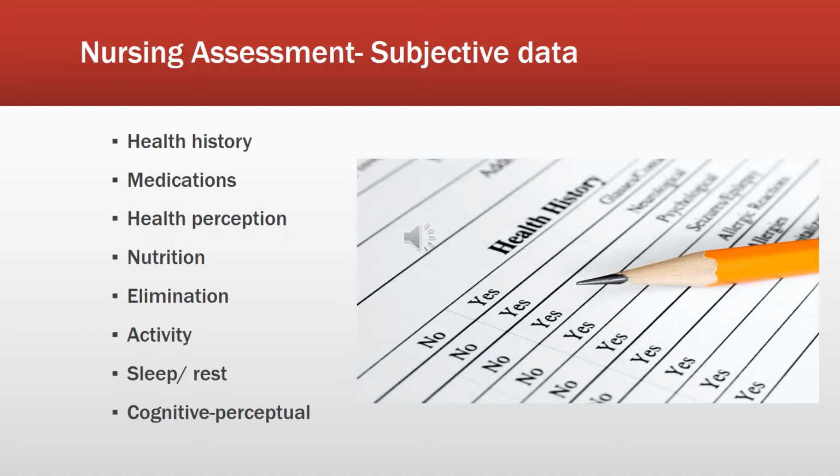Then their cognitive, perceptual: any reports of history of chest pain or heaviness, any right upper quadrant pain, abdominal discomfort, any behavioral changes, or any visual changes.